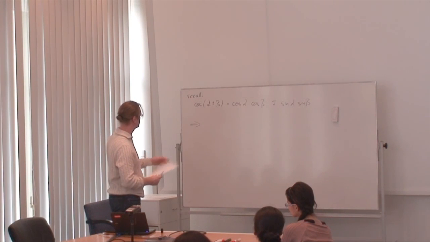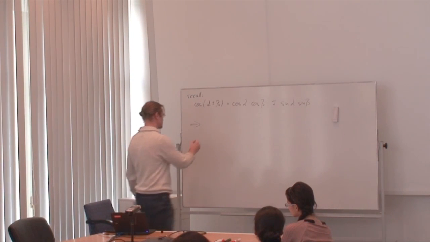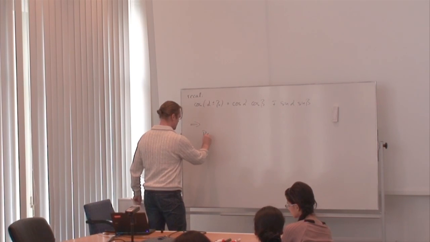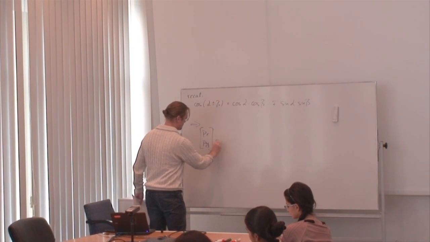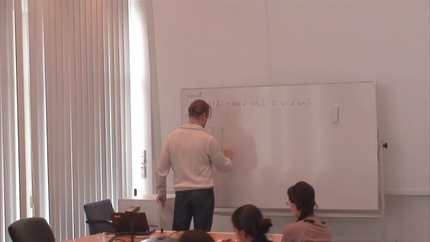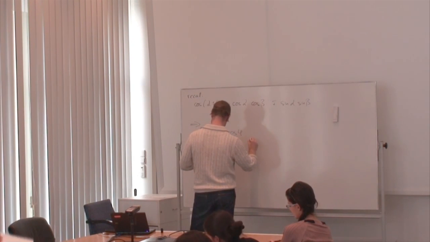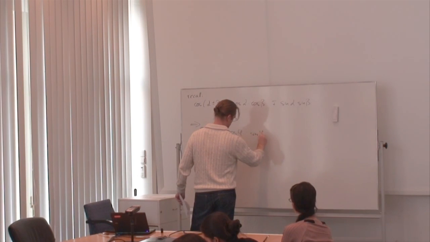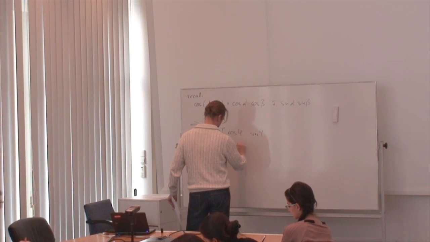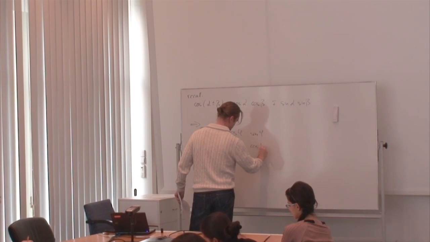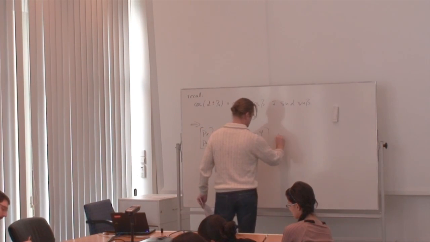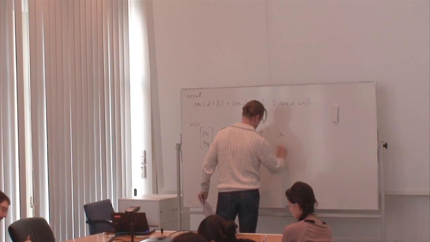And in the end, we get that this vector px, py can be expressed as a matrix cosine phi, sine phi, minus sine phi, cosine phi, times pu, pv.